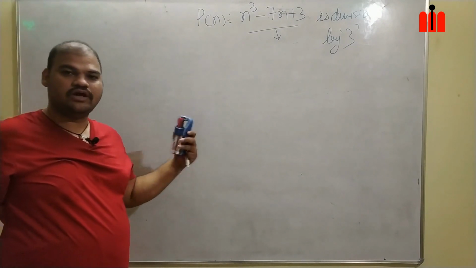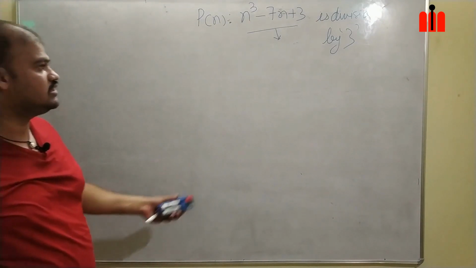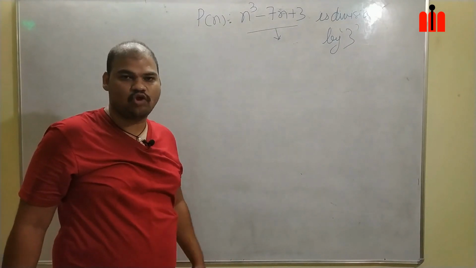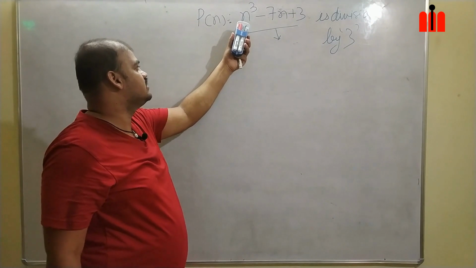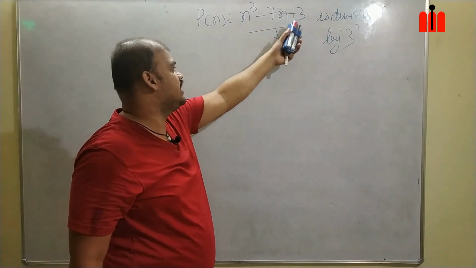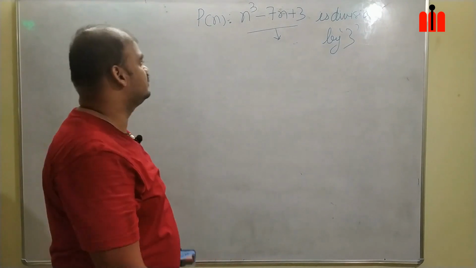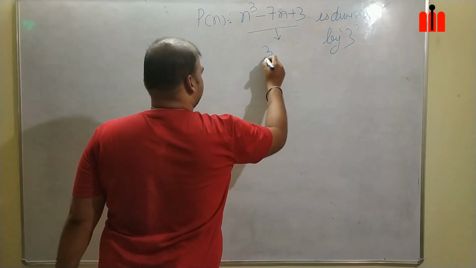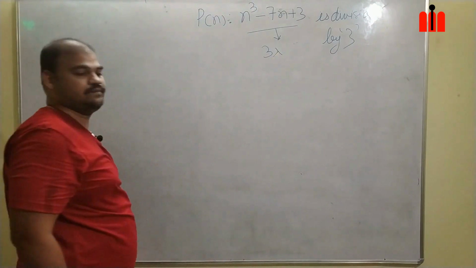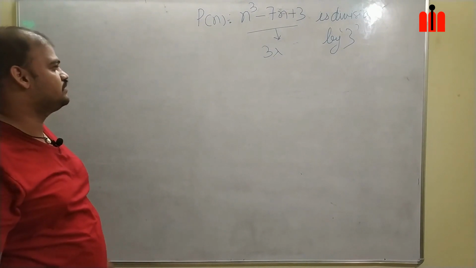Now let's come to our fourth category. In the fourth category, we have a divisibility problem. In this divisibility problem, we have n cube minus 7n plus 3, which is divisible by 3. That means we can write this entire expression in the form of 3 lambda.